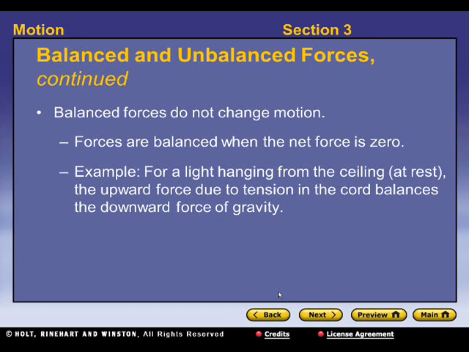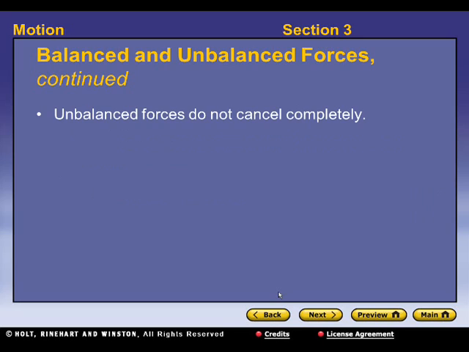Here's the example of a light hanging from a ceiling, which is at rest, it's not moving up or down. The upward force due to tension in the cord balances gravity pulling the light down, so it stays still.